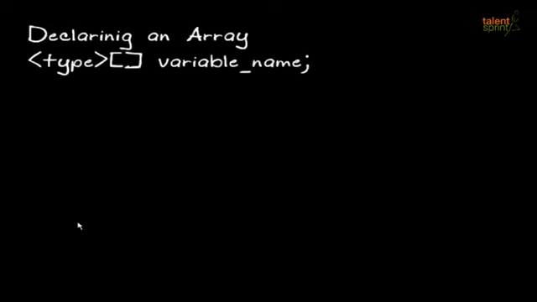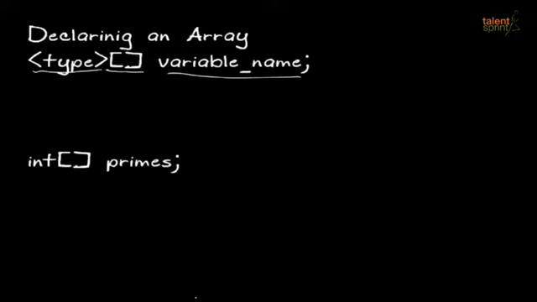Now let us see how to declare an array. Like any other variable, an array can be declared by data type followed by a variable name. You need to specify the type of the values you are going to store, followed by square braces and a variable name to declare an array. For example, if you want to store prime numbers in an array, you can specify the type as an integer, open and close braces, and a variable name primes, in which we can store a set of prime numbers.